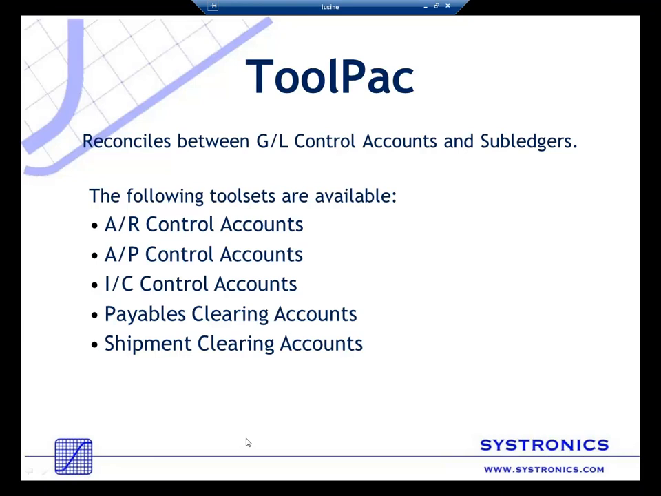And again, I would like to mention here that other toolsets behave similarly, and each toolset can be subscribed separately. So if you have an issue, for example, in your AP control account, you can just subscribe for the AP toolset. No need to get all 5 toolsets.